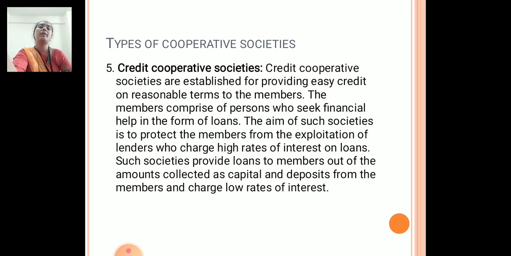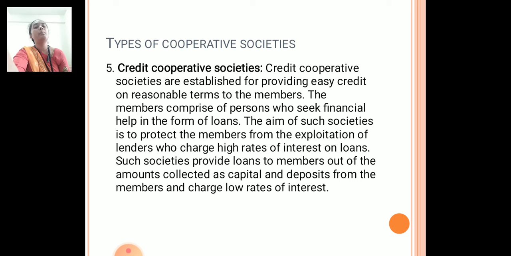Lastly, credit cooperative societies. This society is formed to help the members by providing credit facility at a low rate. Credit cooperative societies are established for providing easy credit on reasonable terms to the members. The members comprise persons who need or seek financial help in the form of loans. Usually members get financial help from financial institutions. I agree, but they charge a very high rate of interest on the loans provided.